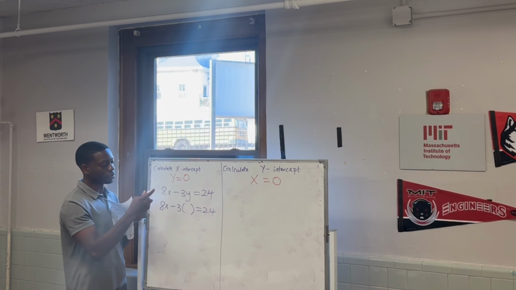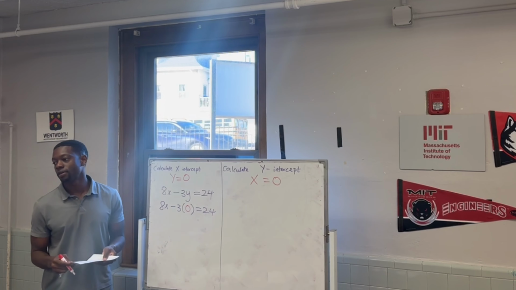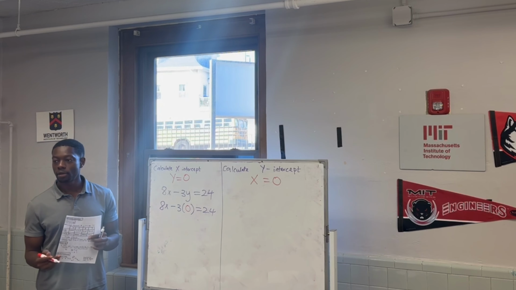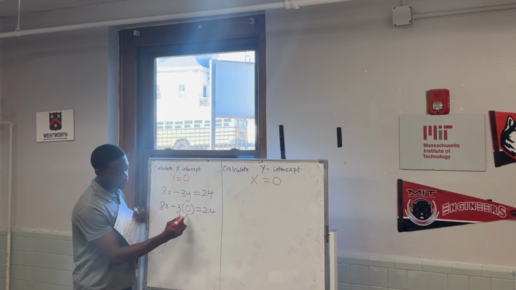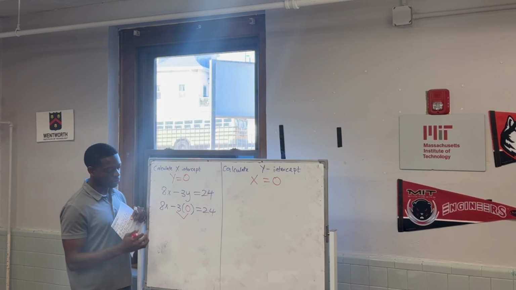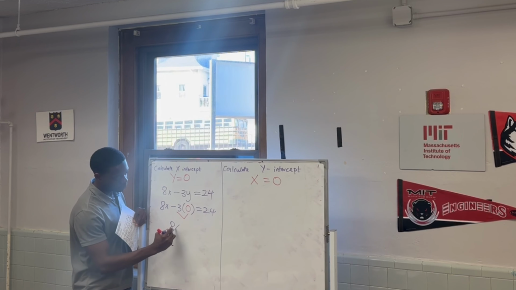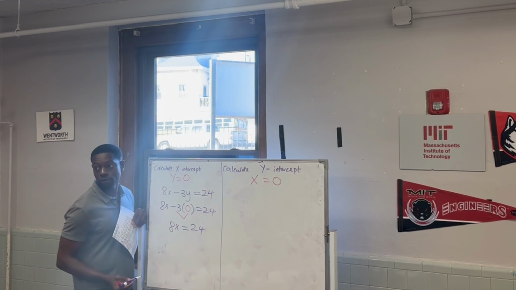I'm going to use a different color. Just like that, right? And then you guys solve. What does this equal? Positive 0, right? So I don't have to write 0. It just cancels out. What do I have left? 8x minus 0 equals 24, so 8x equals 24, right?